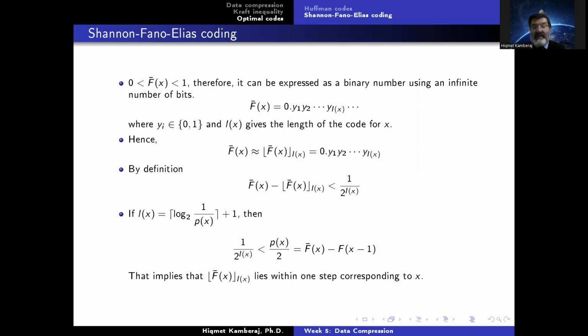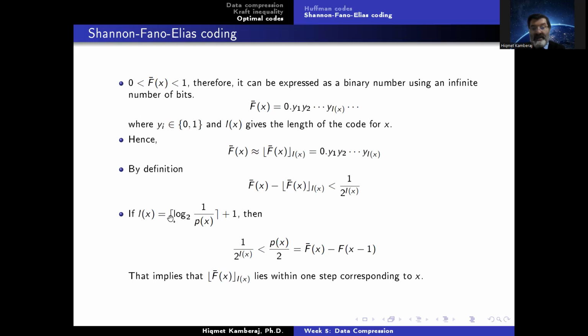Therefore, you can write that f bar of x is approximately equal to the floor of f bar of x with length L of x. This is the same as taking this infinite number of bits and concatenating it to some length L of x, and this is why you get an approximation. So this is a number 0.y1, y2, ..., yL(x). By definition, the difference f bar of x minus the floor of f bar of x with length L of x is smaller than 1 over 2 to the power L of x.